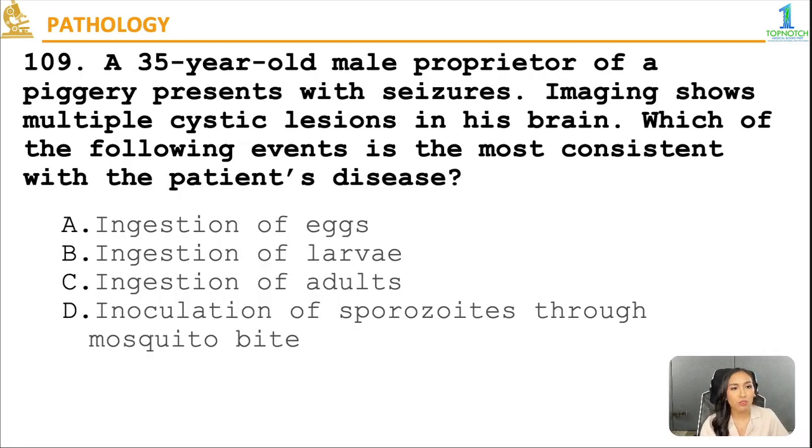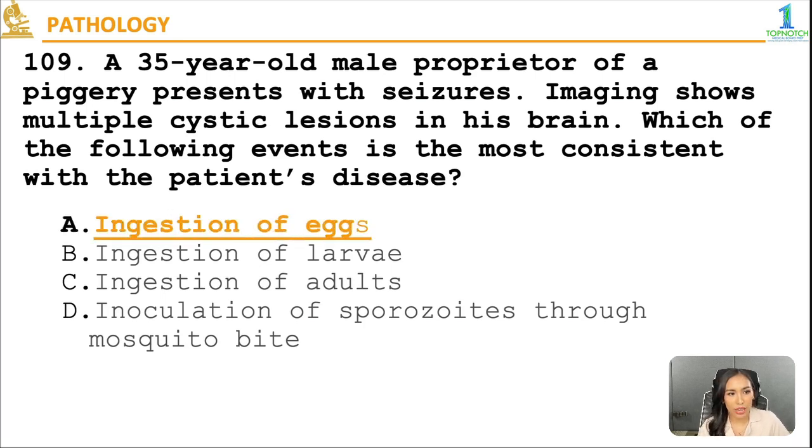109. A 35-year-old male proprietor of a piggery presents with seizures. Imaging shows multiple cystic lesions in his brain. Which of the following events is the most consistent with the patient's disease? So, merong kang parang parasitic infection, no? This is a crossover with microbio. And ang patient demographic mo is an owner of a piggery. Tapos, merong neurologic symptoms.